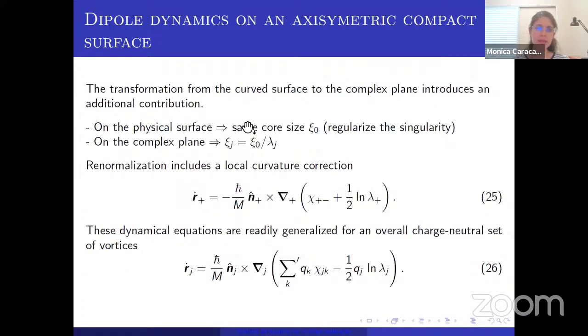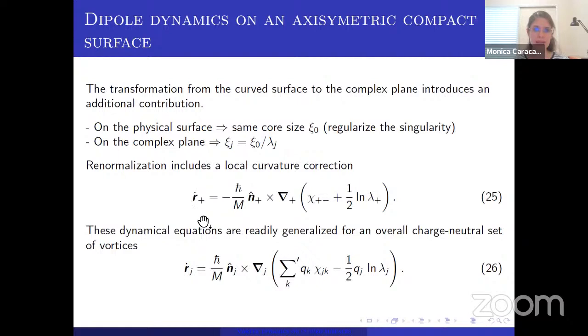Okay, now determine this one. Dynamics, I'd like to remark here that this transformation to the complex plane introduces an additional contribution. On the physical surface, we have the same flow for all the singularities. But if you go to the complex plane, you see that you have this denormalization of the flow by the local scaling factor. As you consider the vortex J, then the flow will be rescaled by this scaling factor over the position of the vortex.